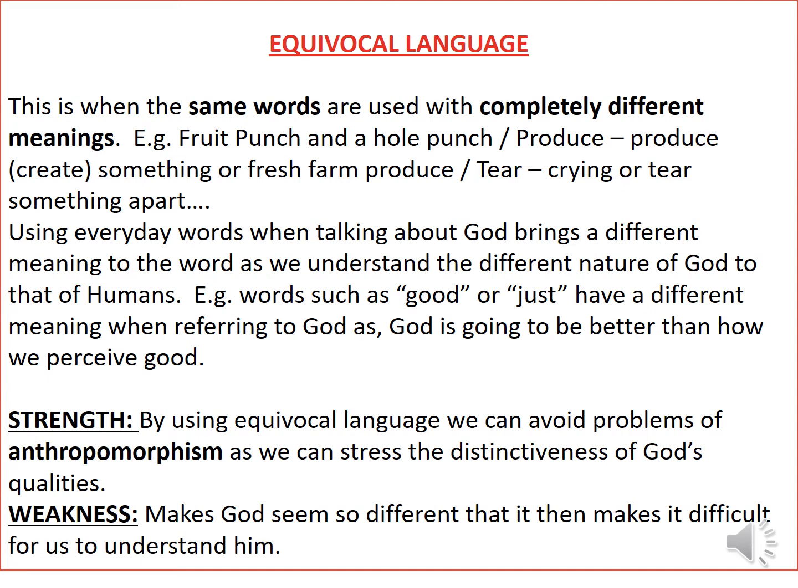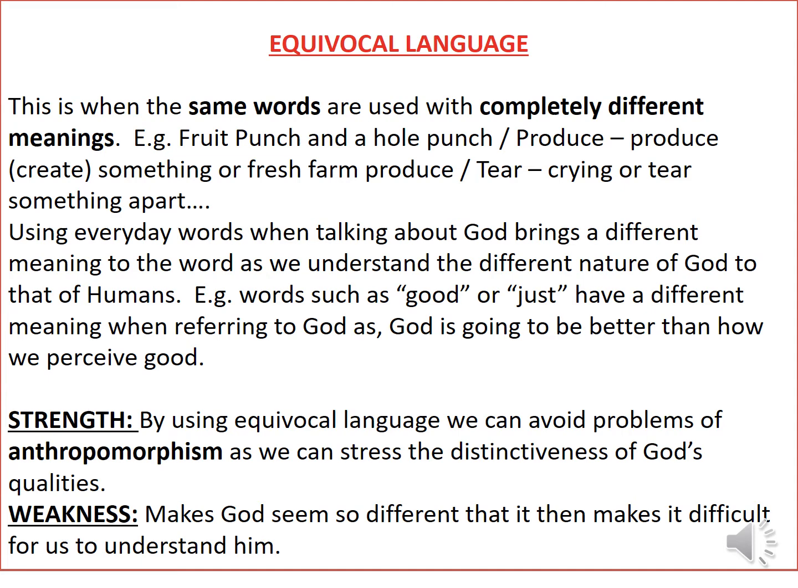Then you've got produce, as in to produce something, and fresh farm produce in terms of a product. Then you have tear and tear. They're exactly the same word, like reading and reading, exactly the same word, but they have totally different meanings. Now, again, this is problematic when we talk about God, because how do we know what type of meaning we should be attributing to God?